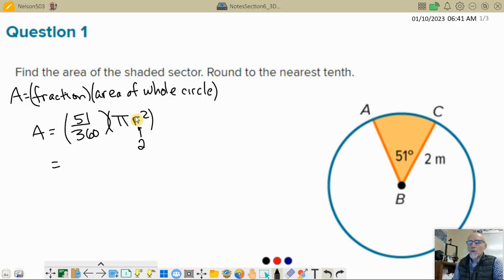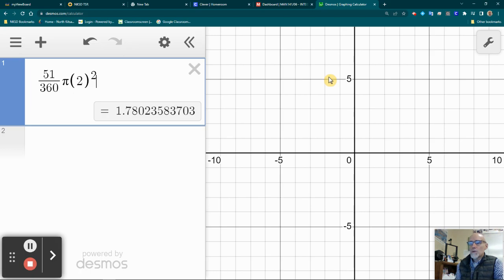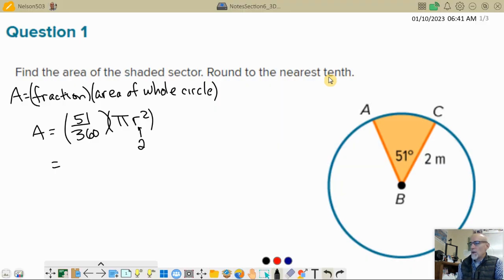Let's crank back over to the problem. Yes, the radius was definitely 2, and it says round to the nearest tenth. So 1.8, and the units are meters. So I'm going to put down 1.8 square meters. I hope I made that clear.